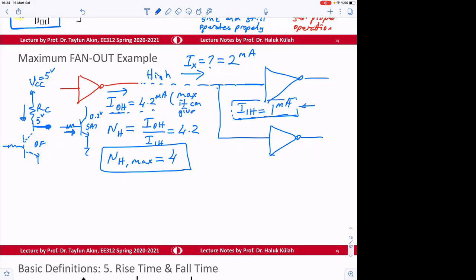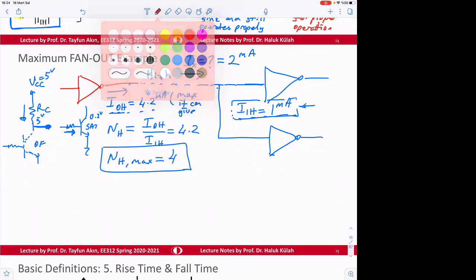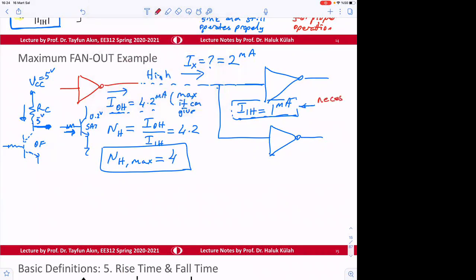This is necessary for proper operation. Okay? So when you connect nothing, it gives 0. If you connect 1, it will give 1 milliamp. If you connect 2, 2 milliamp. IX is going to be 2 milliamp, okay?